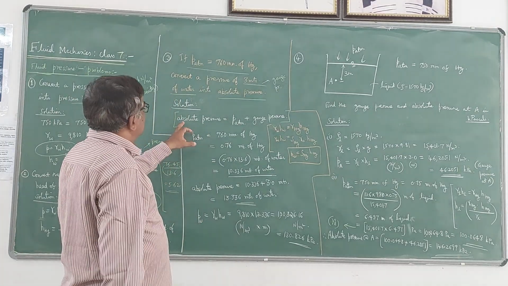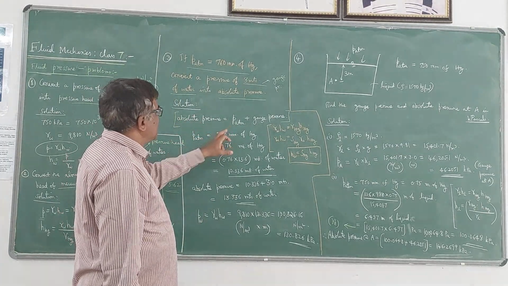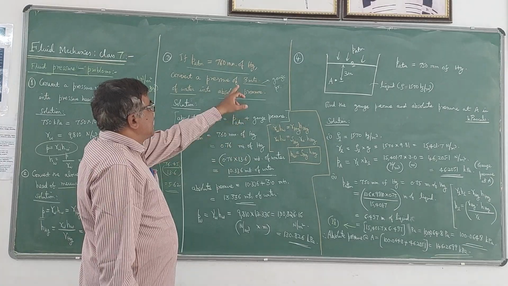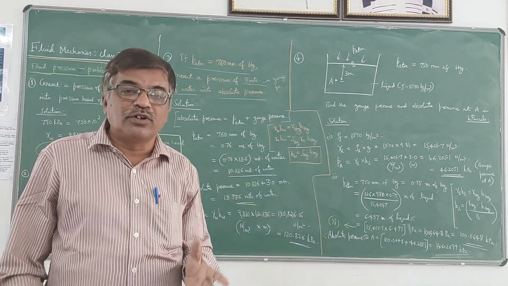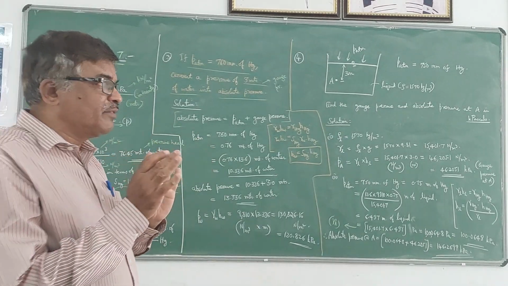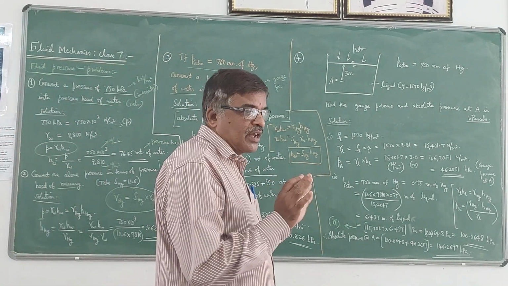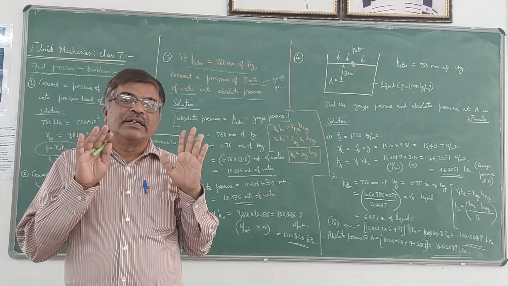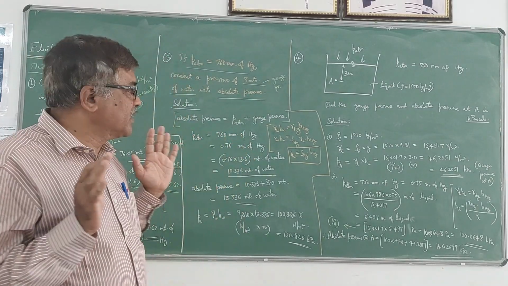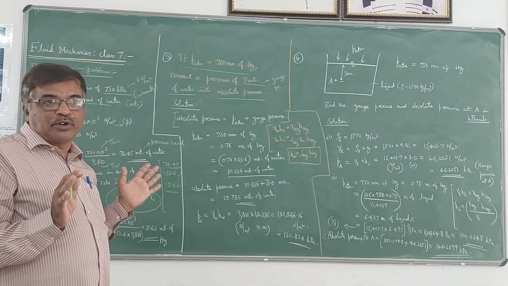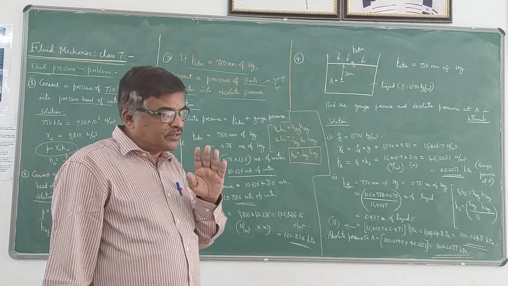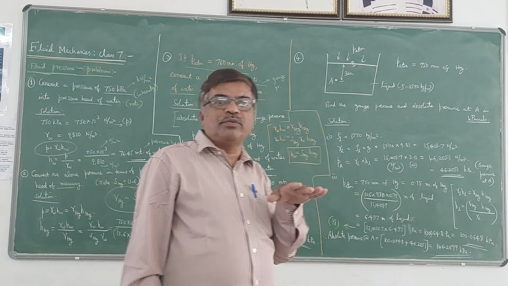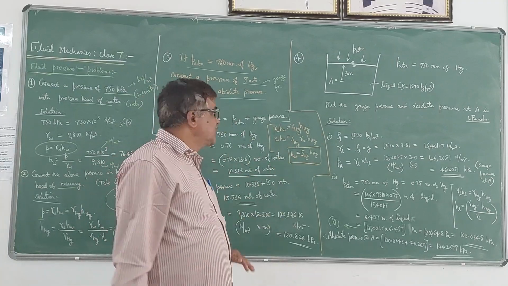Now here, he has given this P atmospheric in terms of mercury. The gauge pressure is given in terms of water. So this is very important. If they are given with respect to different liquids, you have to convert them into a single, same liquid. Then you have to add. Otherwise, it will be wrong. So if you are adding atmospheric pressure and gauge pressure, they should be in the same units, and also they should be with respect to the same liquid. So that is the thing.